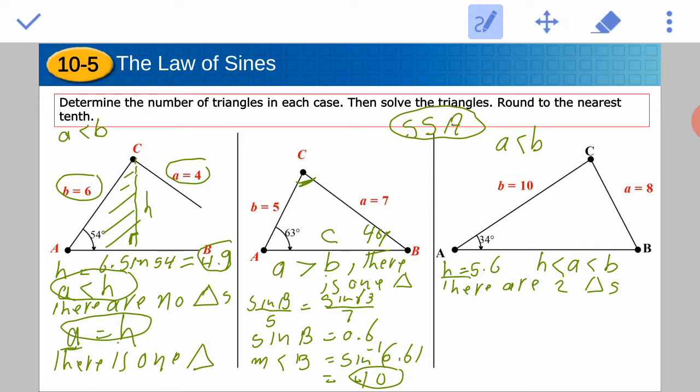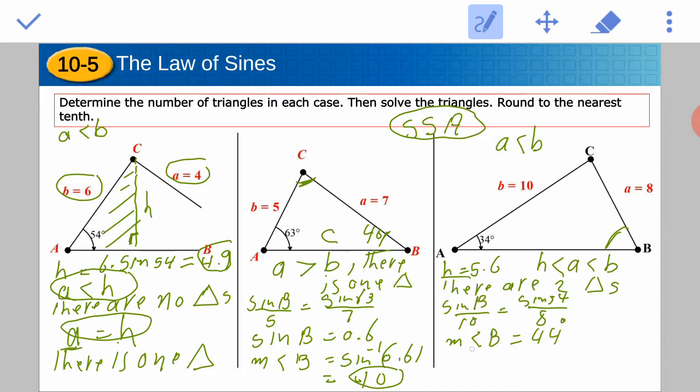And now let me explain why we have two triangles and how we solve these two triangles. The first case, guys, consider this triangle with this given information. Now angle B is unknown, so sine angle B, which is not given, over 10 is equal to sine angle A, or sine 34, over the opposite side 8. If you compute that and get the measure of angle B, it's going to be 44 degrees.